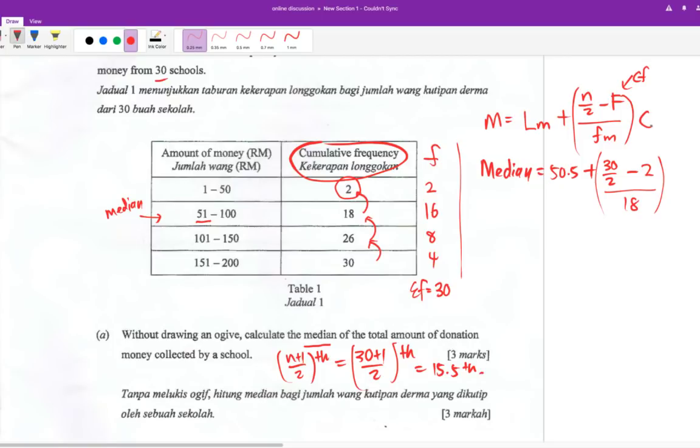How do you find the class size? Basically, you take the upper boundary minus the lower boundary, so 100.5 minus 50.5, and you get 50. So this one is 50. Some reference books teach you to use the upper limit minus the lower limit and then plus 1. It's the same idea. Then you just type everything into your calculator, and you should be able to get your median score easily.